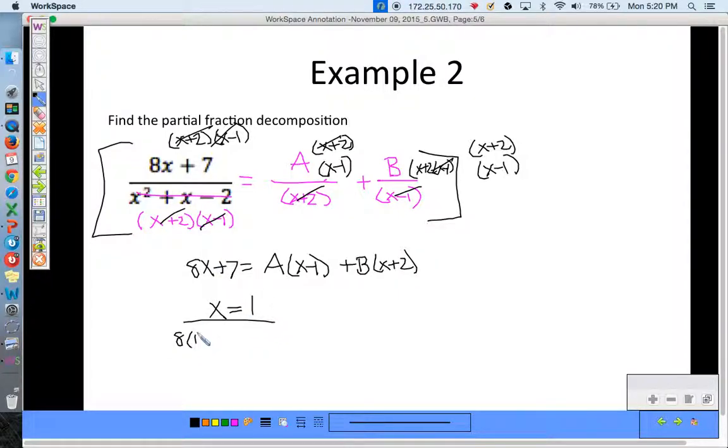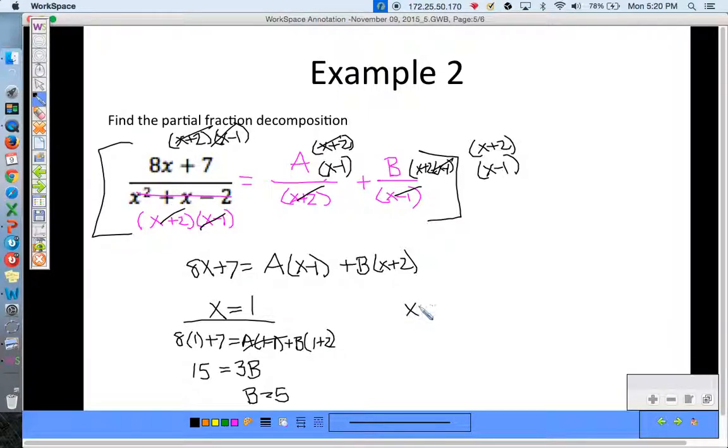8 times 1 plus 7 equals a times 1 minus 1 plus b times 1 plus 2. So 1 minus 1 is 0. So we have 15 over here. 2 plus 1 is 3b. So b equals 5. And what will make our b go away?